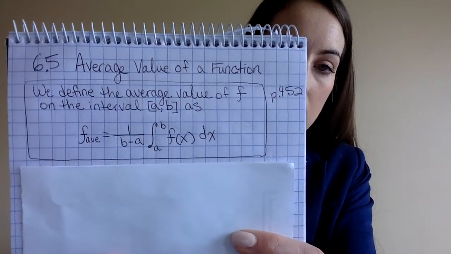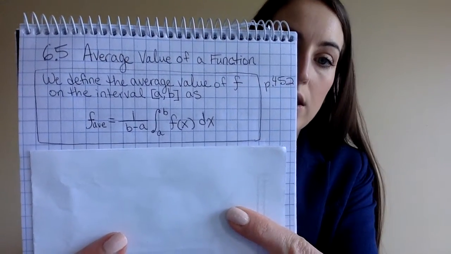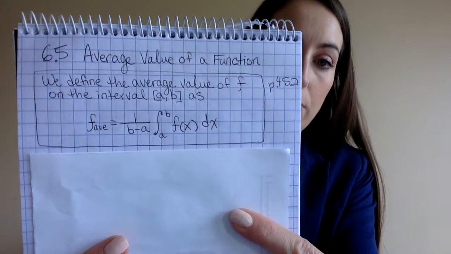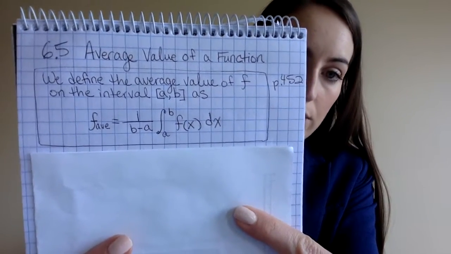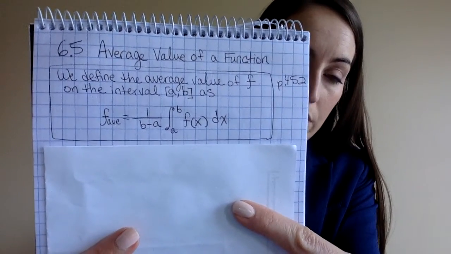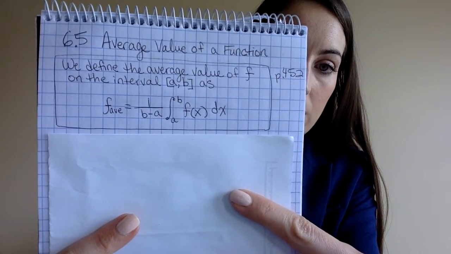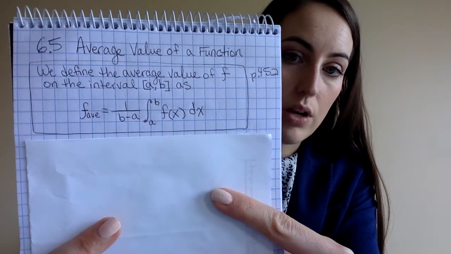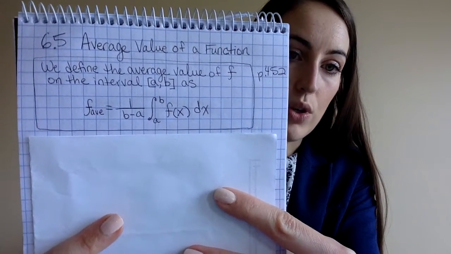So we've got date and title: 6.5, average value of a function. We've defined the average value of f on the interval from a to b as f average equals 1 over b minus a times the integral from a to b of the function f of x dx. Okay. Pause that now or have it open in your book on 452 and copy that. Make sure that gets into your notes.